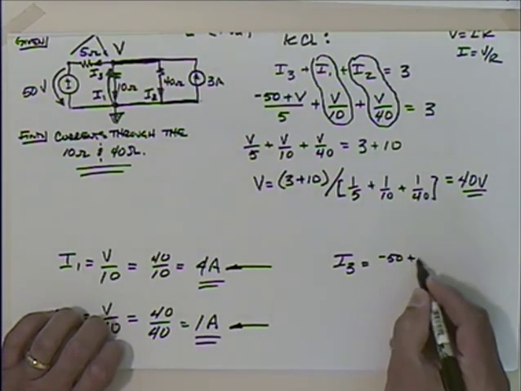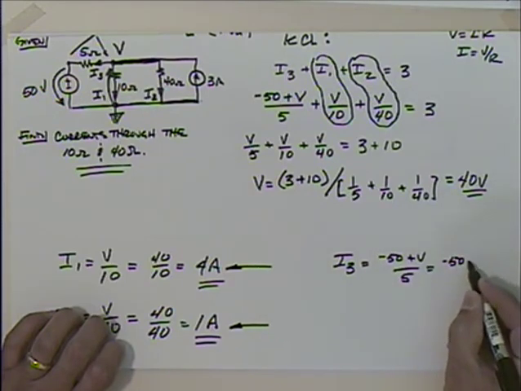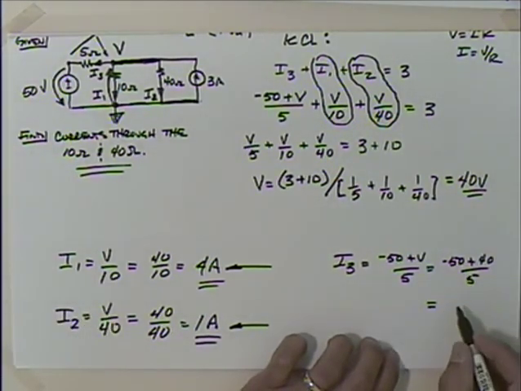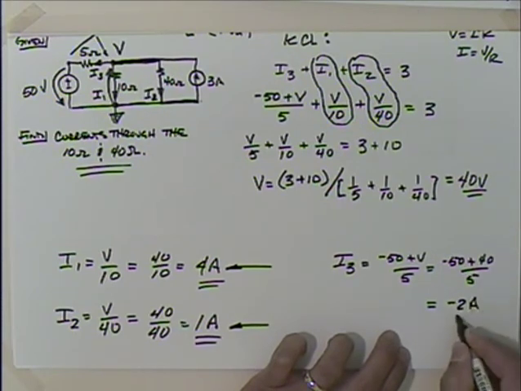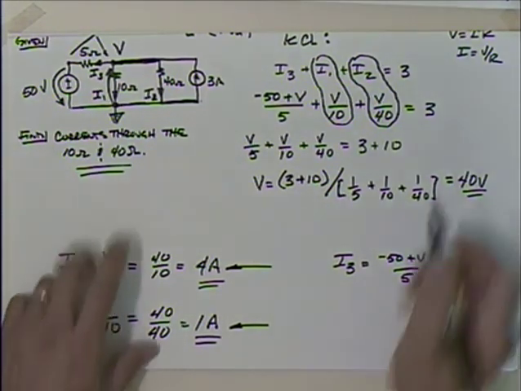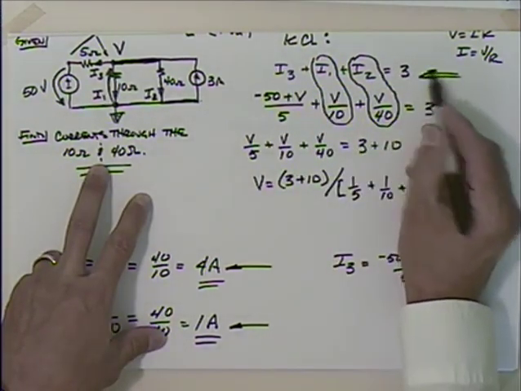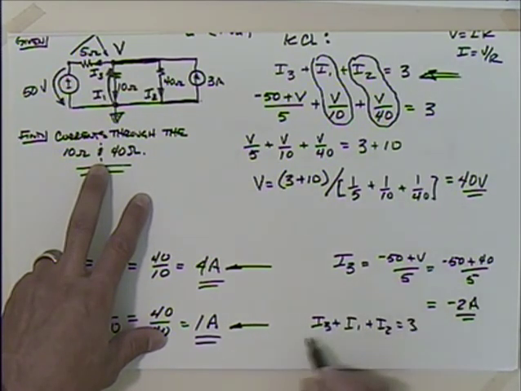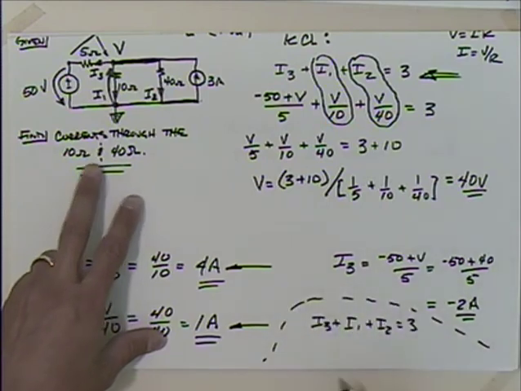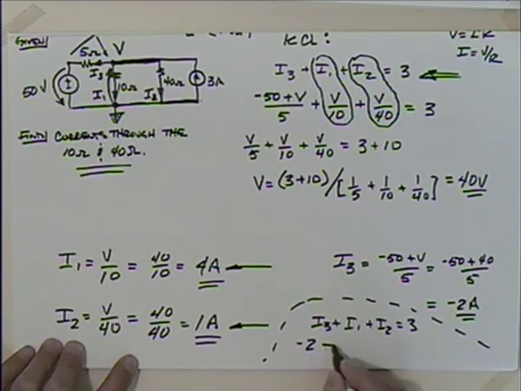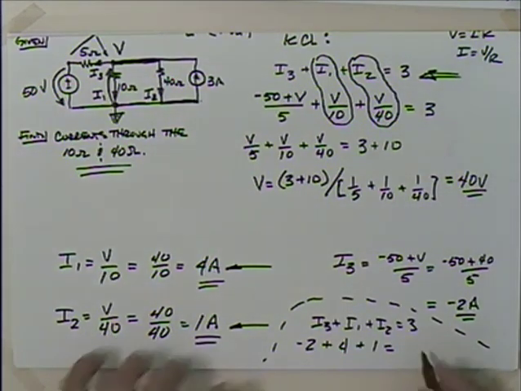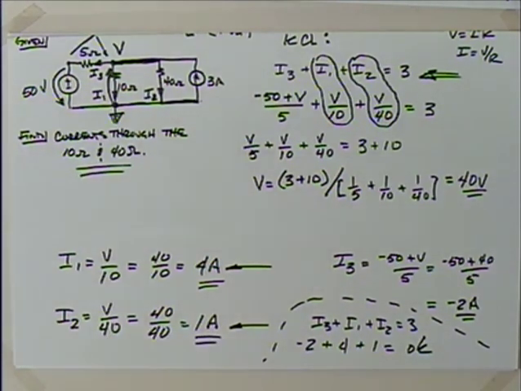Well, it's minus 50 plus V over 5, which is minus 50 plus 40 over 5. So I end up with what? Minus 50 and 40 is minus 10, over 5, minus 2 amps, don't I? So does that work in our equation? When we go back up and we look at this equation here, if I take I3 plus I1 plus I2, does that equal 3? Well, let's see, what's I3? Minus 2. What's I1? 4. What's I2? 1. So minus 2 and 4 gives me 2, plus 1. Yep, 3. So that works out.